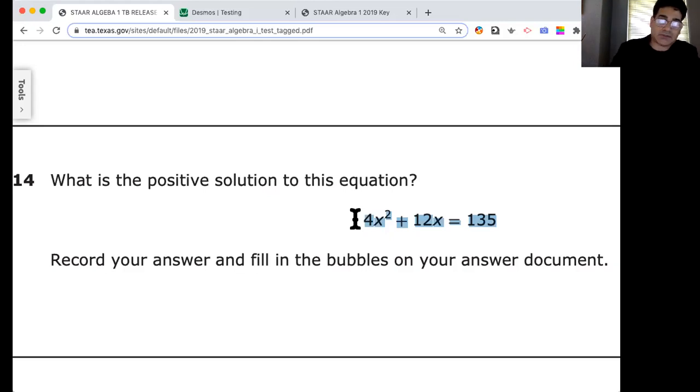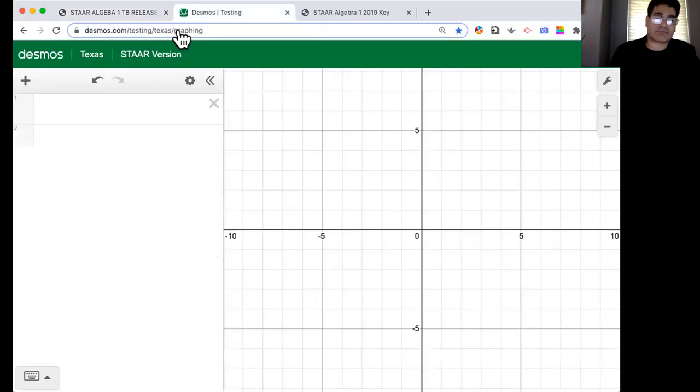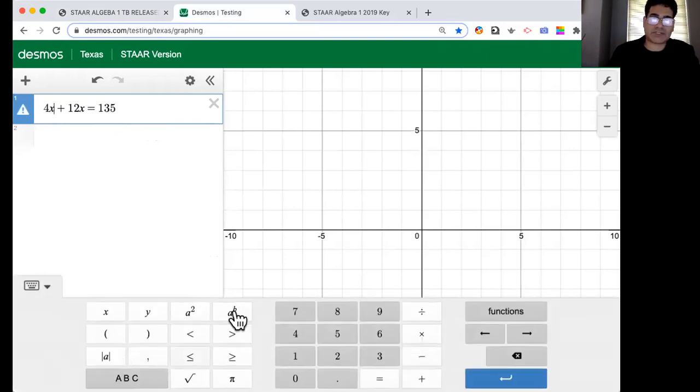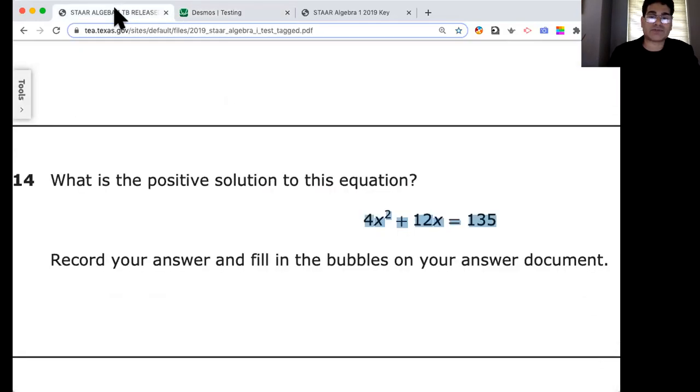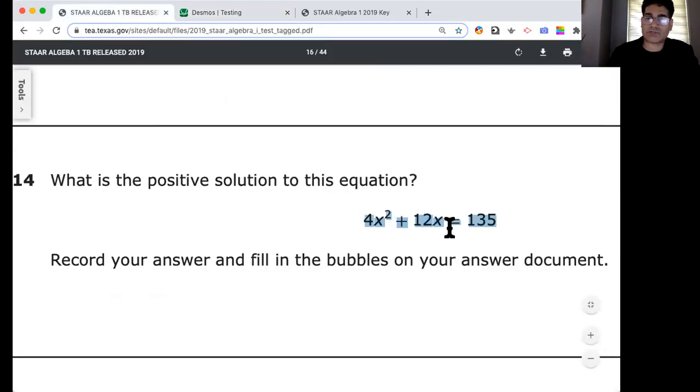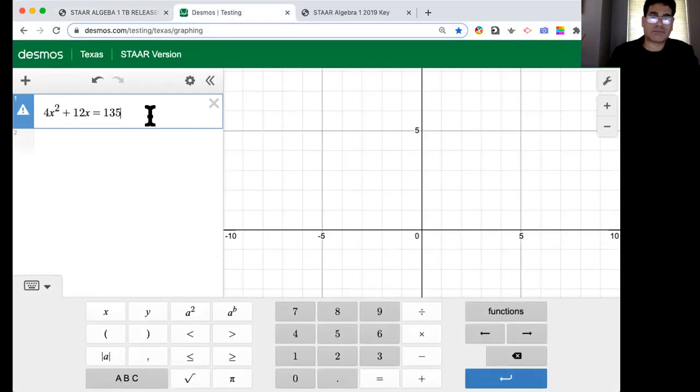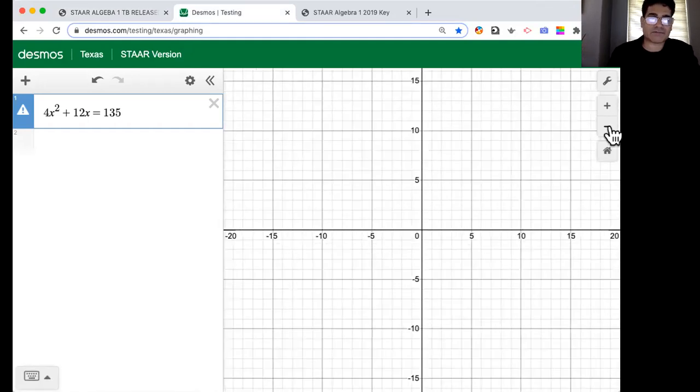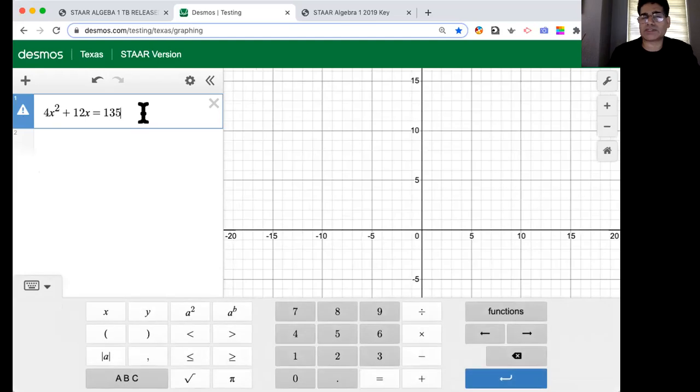Okay, in this case, we take this equation and put it into Desmos. Make sure you copy it correctly. It's a quadratic, so it's going to require some sort of a square. I have the same values here, 4x squared plus 12x equals 135. But I do not have anything on my graph. So what could be wrong? It says here, plotting implicit equations and inequalities is disabled.